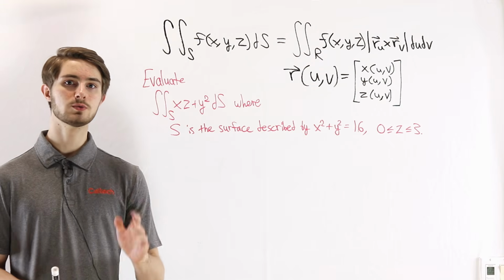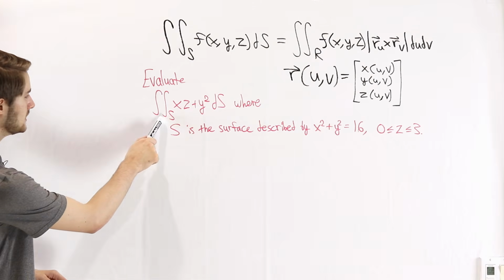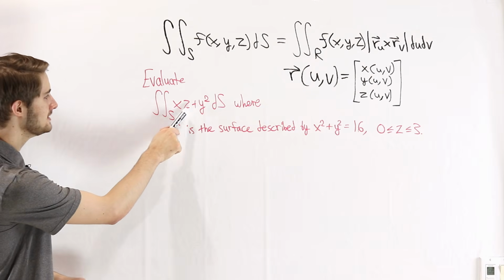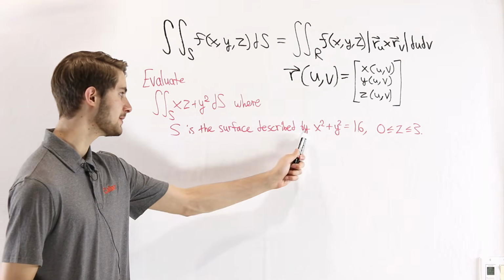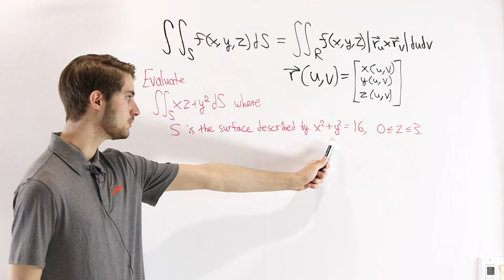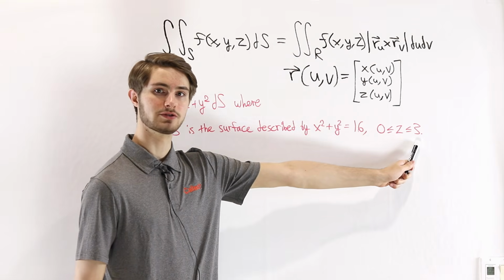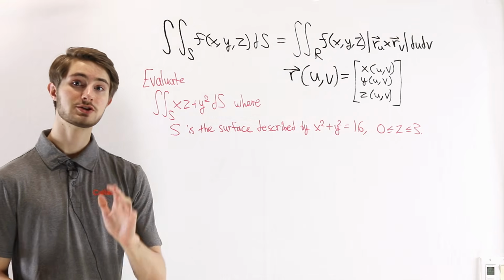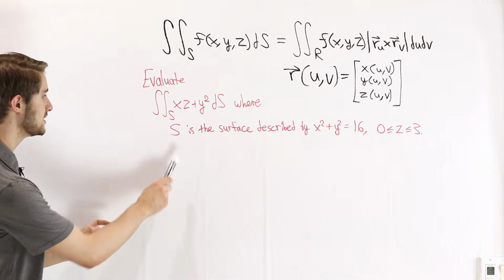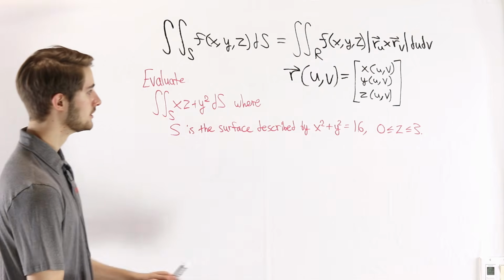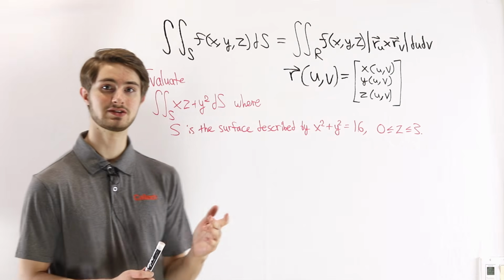Now we're going to go through one example of a scalar field surface integral. Evaluate the integral over S of xz plus y squared dS, where S is the surface described by x squared plus y squared equals 16 for z between 0 and 3. Just like when we were deriving the formula, the first step here is to get a parametrization of our surface. So let's think about what it means to have x squared plus y squared equals 16.